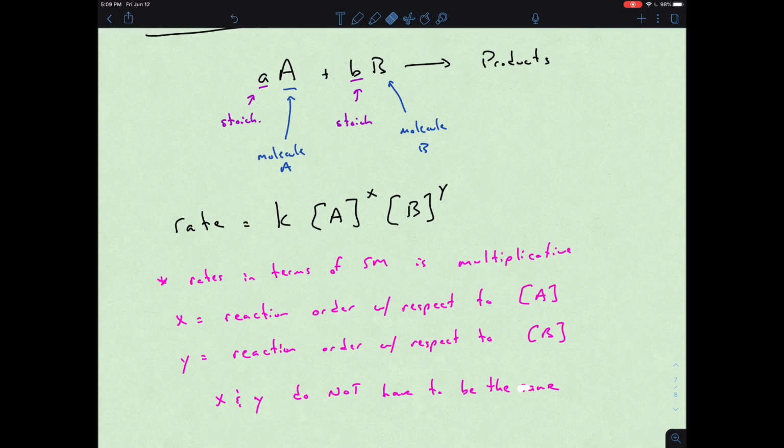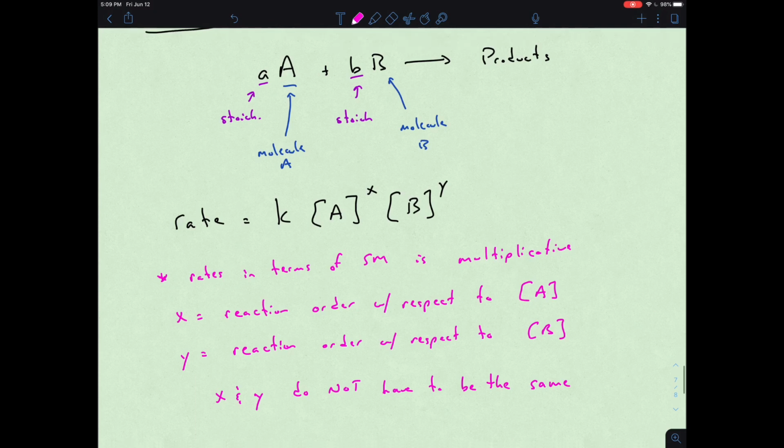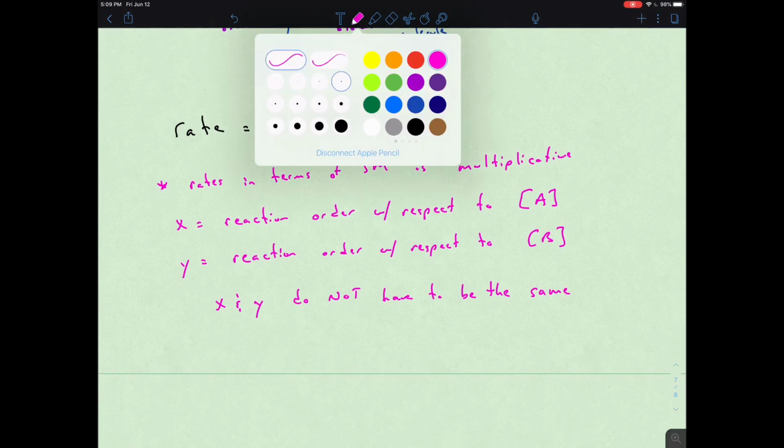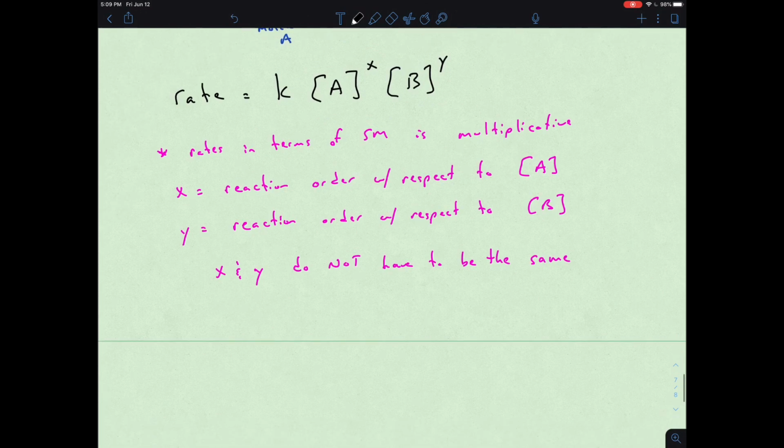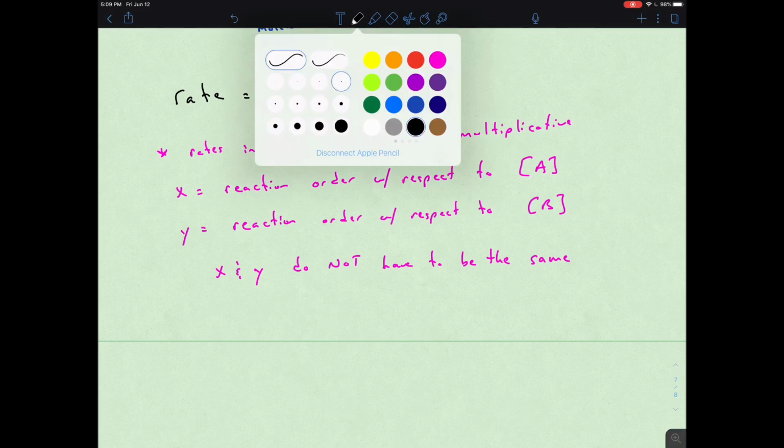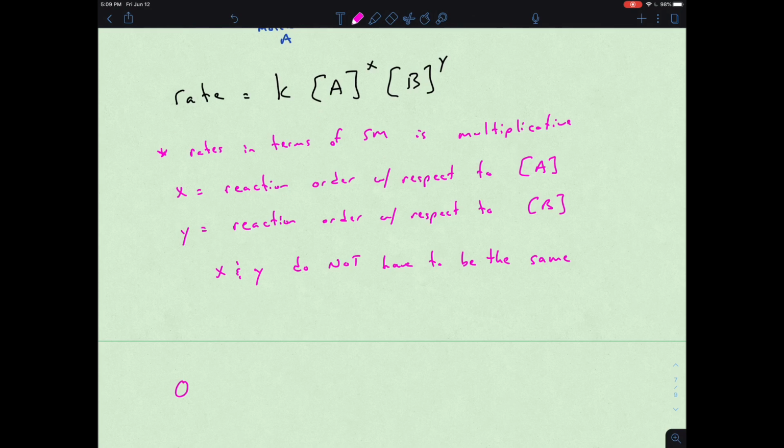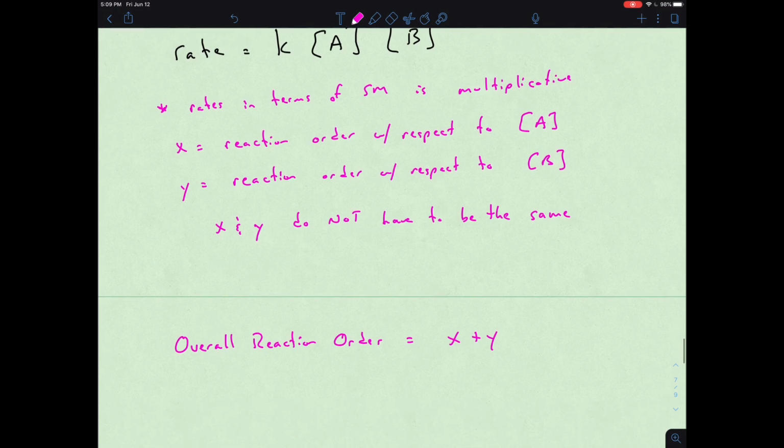They could be different, right? Because it's just really talking about the reaction rate and its dependence on one starting material or another. So while we have x as the reaction order with respect to A and y as the reaction order with respect to B, we also have the overall reaction order, which is basically the sum of the individual orders.